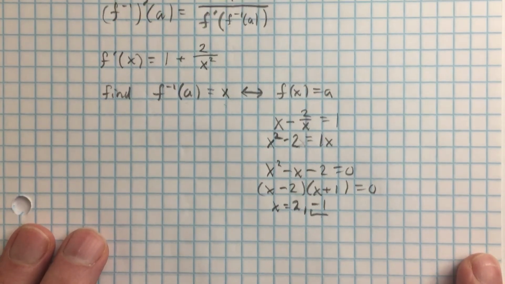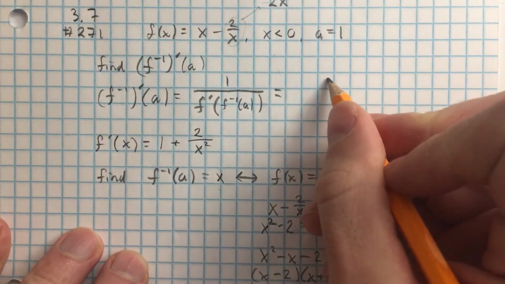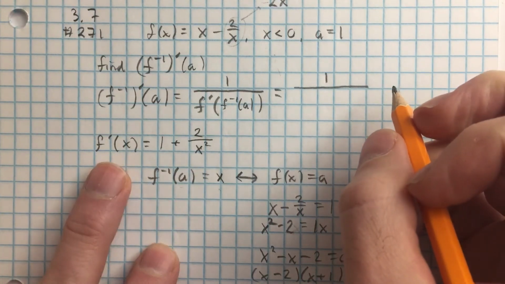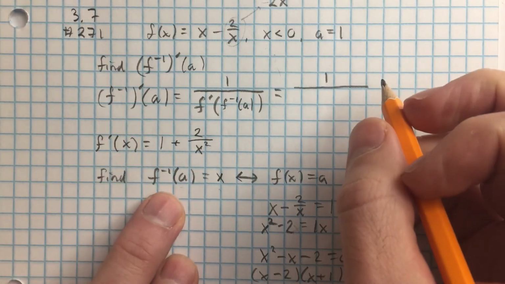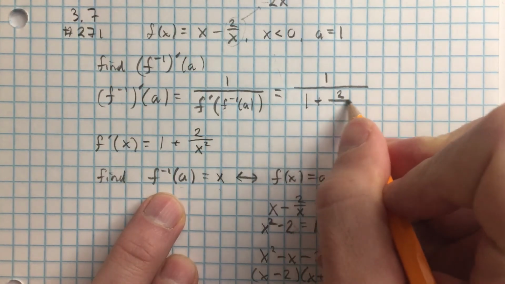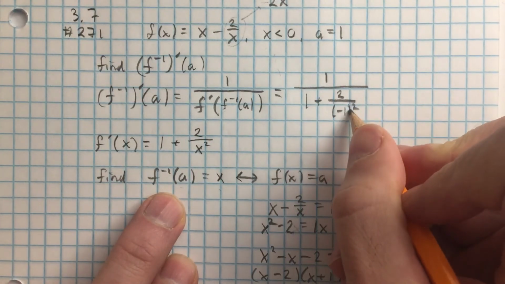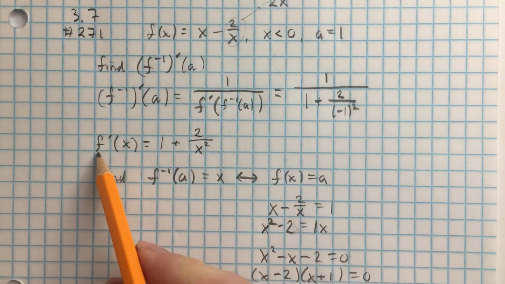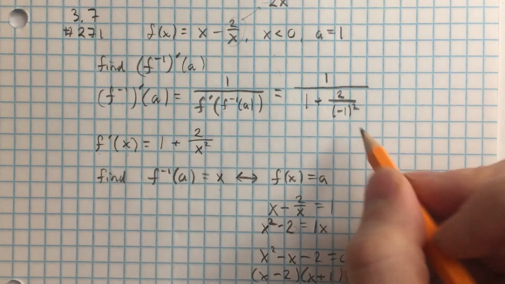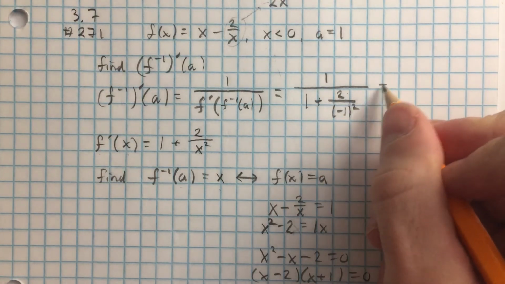So now we can fill in back here this rule, this formula, 1 over f prime with f inverse of a in it. So 1 plus 2 over negative 1 quantity squared. Again, the derivative with this value plugged in is the denominator. So we have that. So 2 divided by 1 is 2, 1 plus 2 is 3, and we get a third.